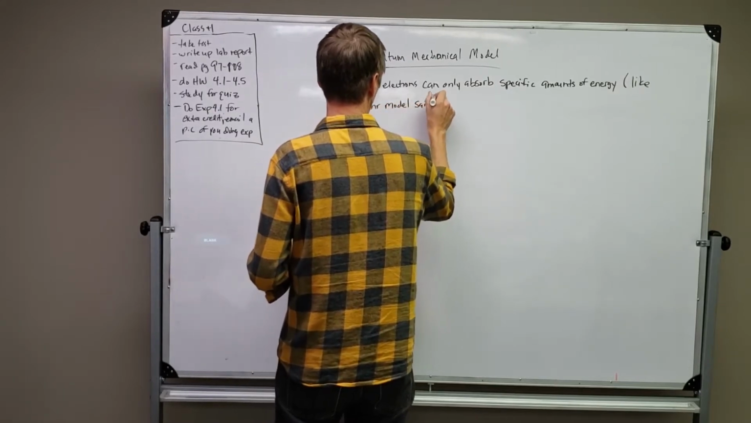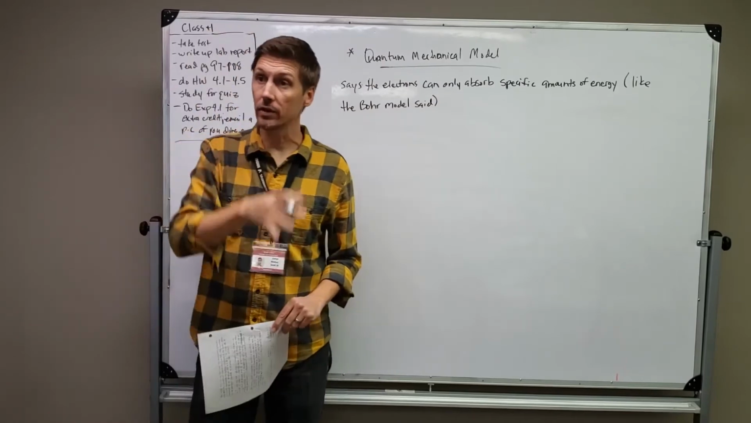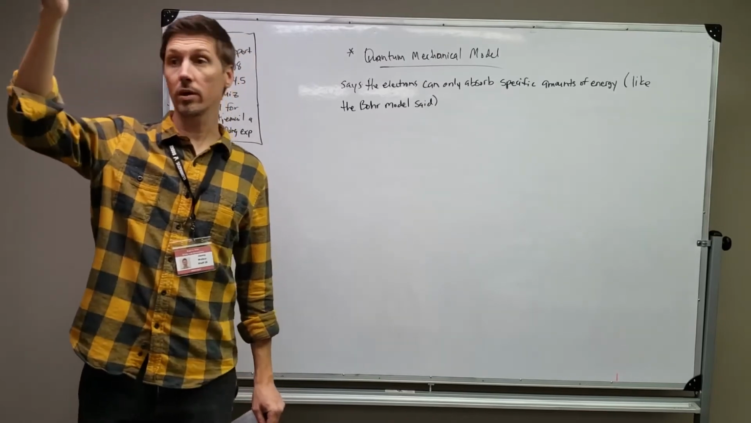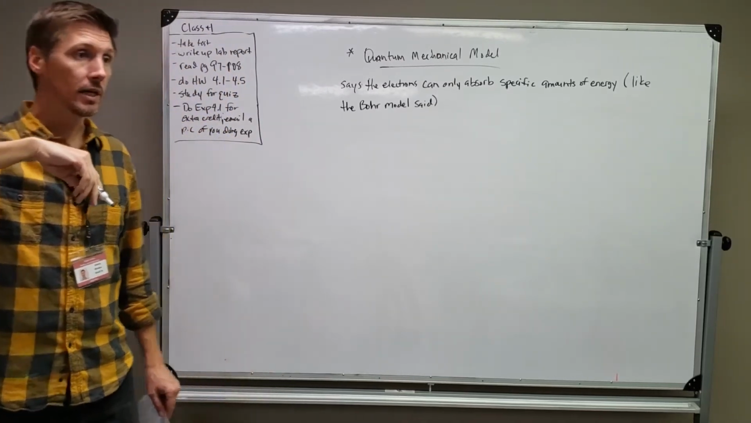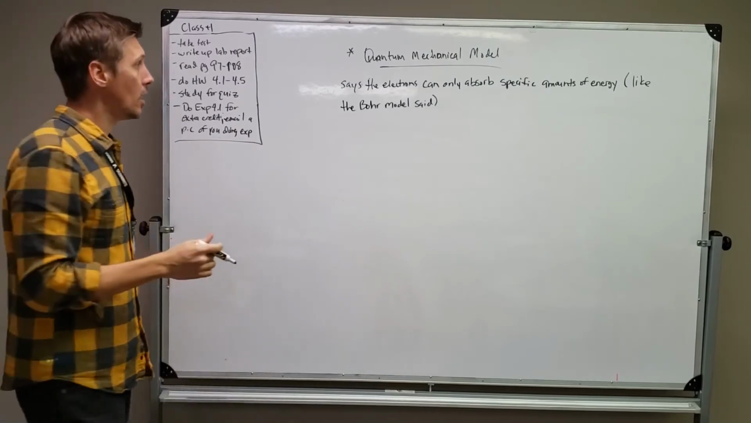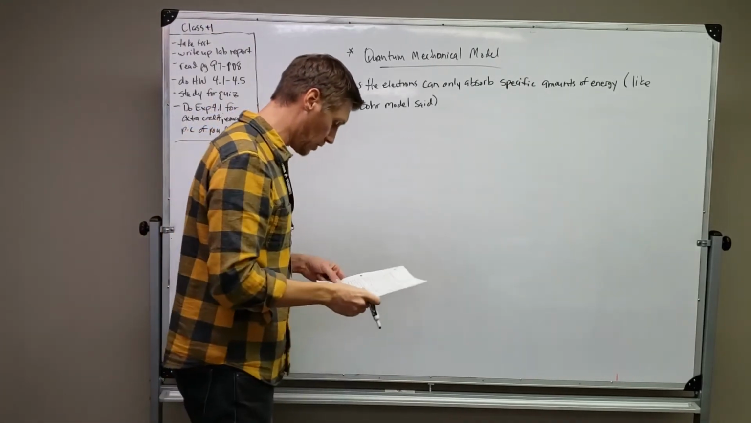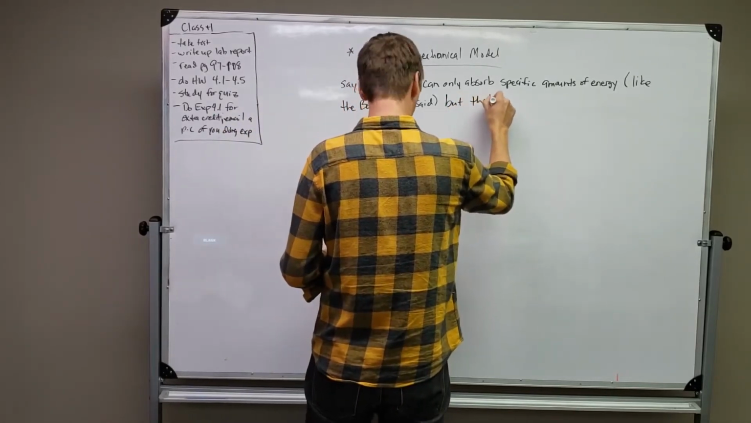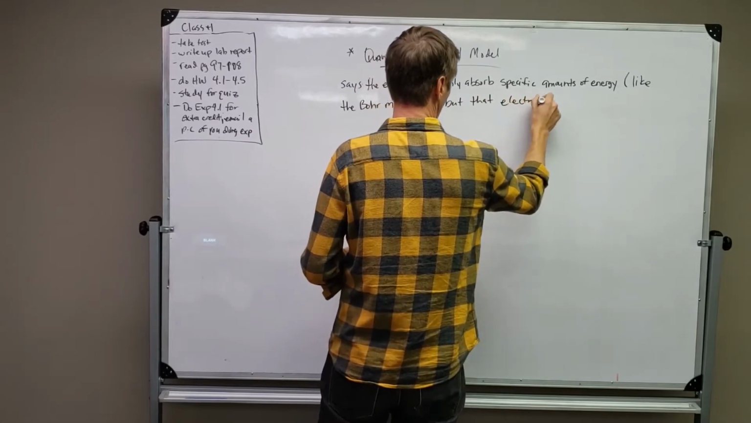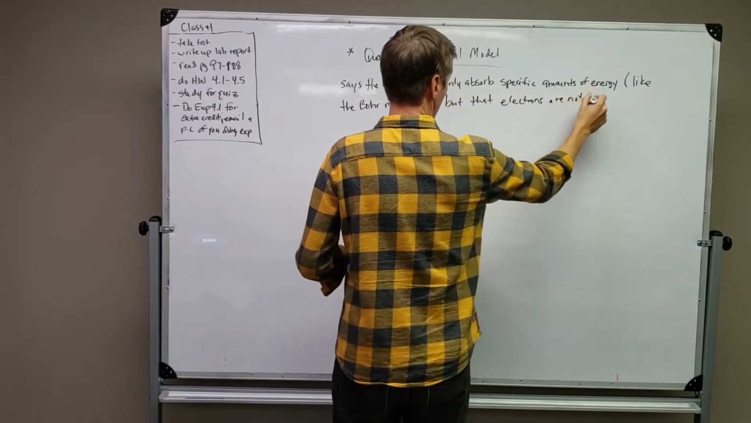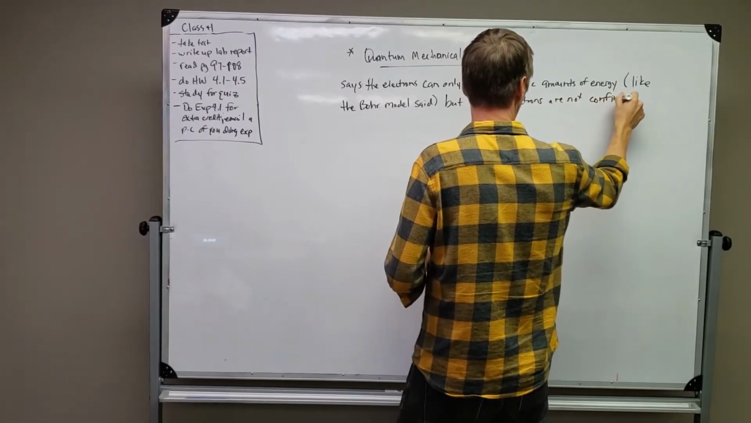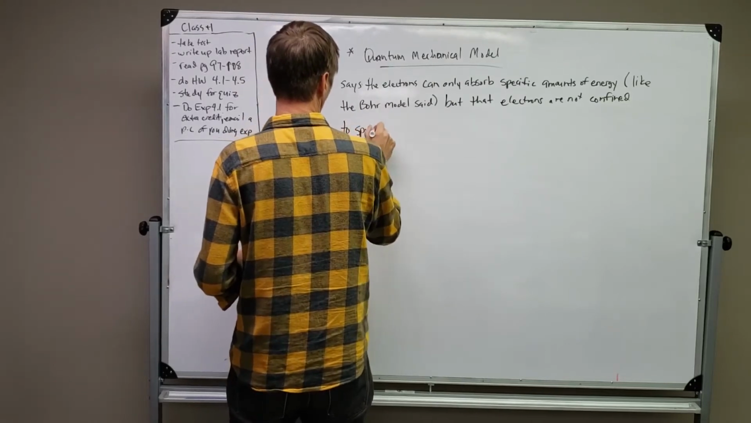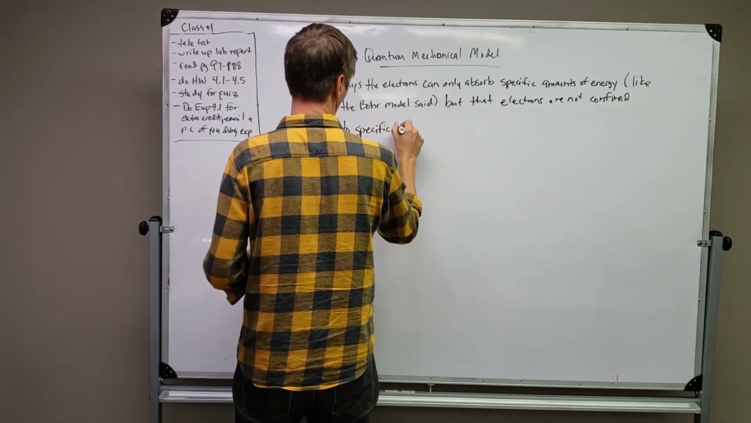Remember, the Bohr model said that electrons travel on these concentric circles, right? These orbits around the nucleus, and as the electron would jump from one circle to the next, it would emit light, right? And so this was similar to the Bohr model, but here's where it differed. It said the same as the Bohr model, but also that electrons are not confined to specific orbits.